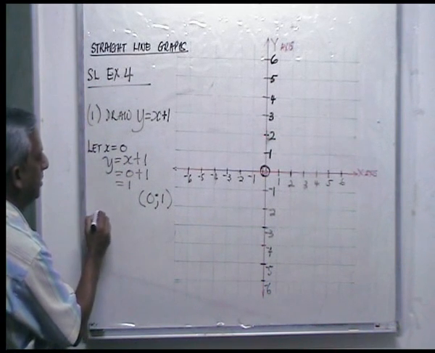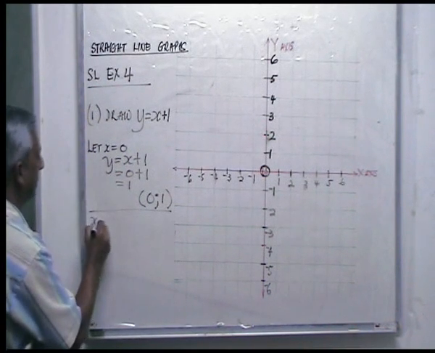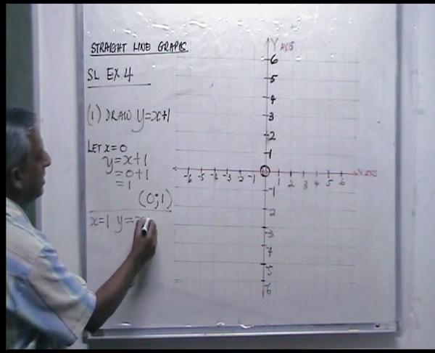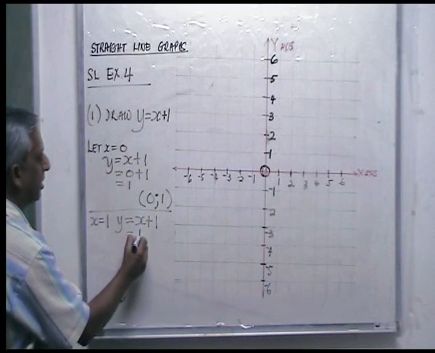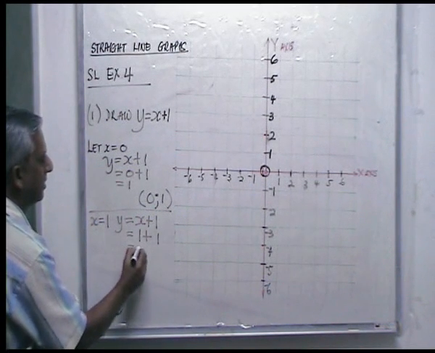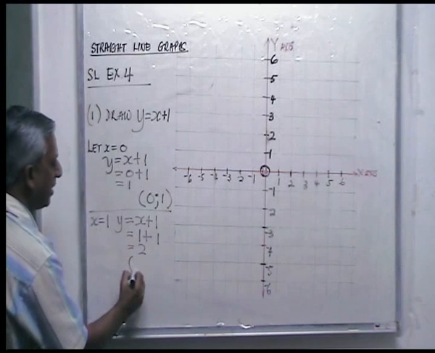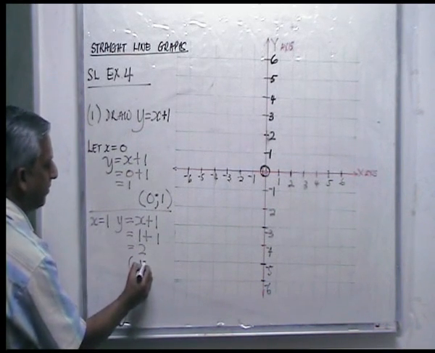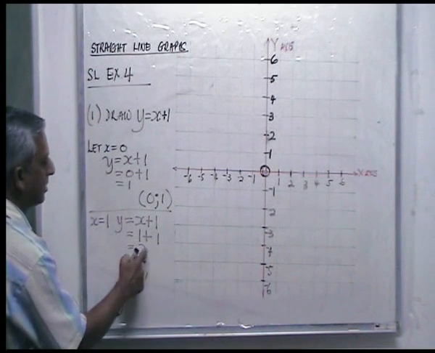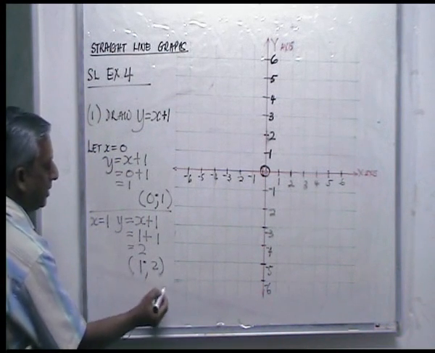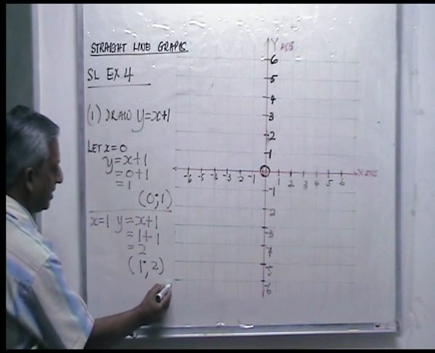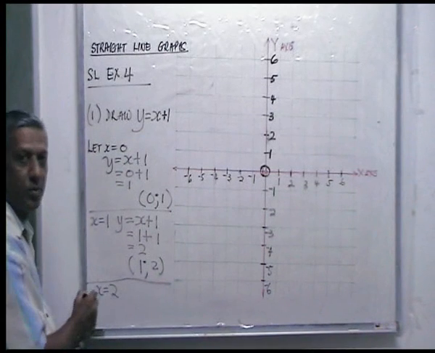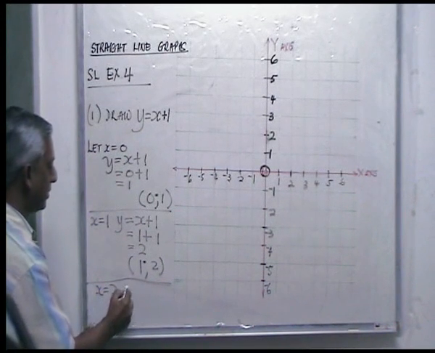Then let x equal to 1. So y is equal to x plus 1. So it will be 1 plus 1, 2. So your second ordered pair is x is 1, y is 2. Alright, and then number 3, let x equal to 2. I hope you can see this. X is equal to 2.